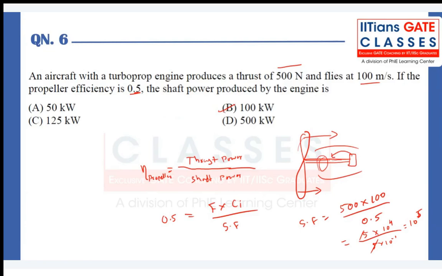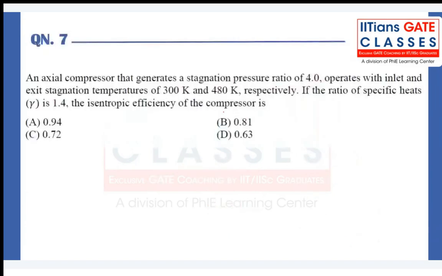So now we are moving on to the next question. An axial compressor that generates a stagnation pressure ratio of 4.0 operates with inlet and exit stagnation temperature of 300 Kelvin and 480 Kelvin respectively. If the ratio of specific heats gamma is 1.4, the isentropic efficiency of the compressor is. Again, it's a very straightforward question.